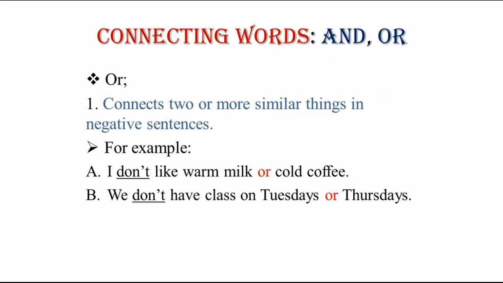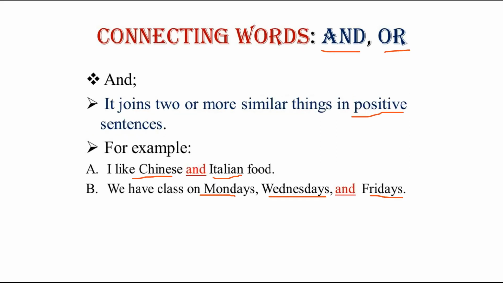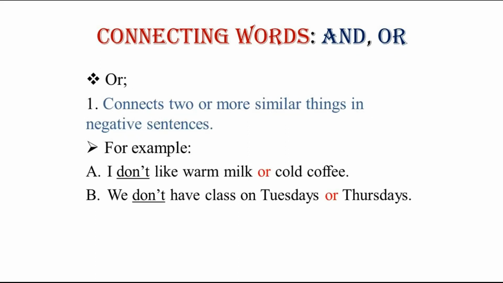So we have joined two things in one sentence, and it is still one simple sentence. I'm joining only things, only expressions, ideas with or, with and, and it is still a simple sentence. I do not like warm milk or cold coffee. This will be clearer when we talk about compound sentences, because compound sentences join two simple sentences.